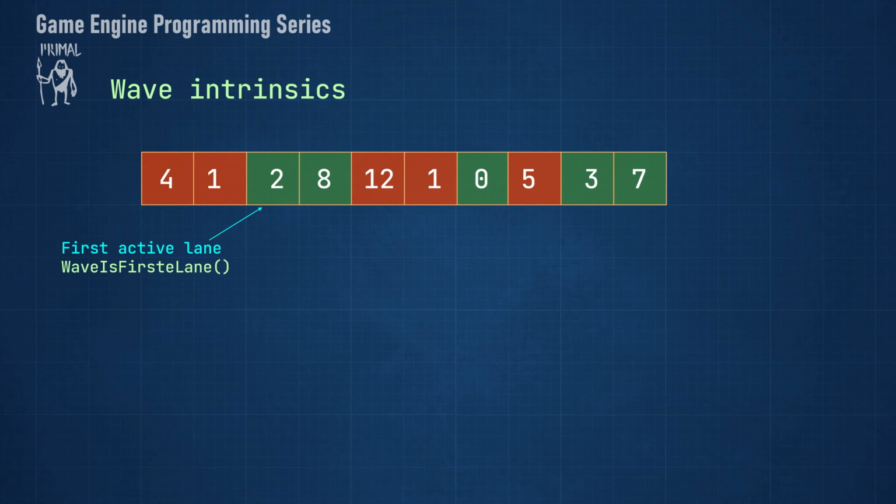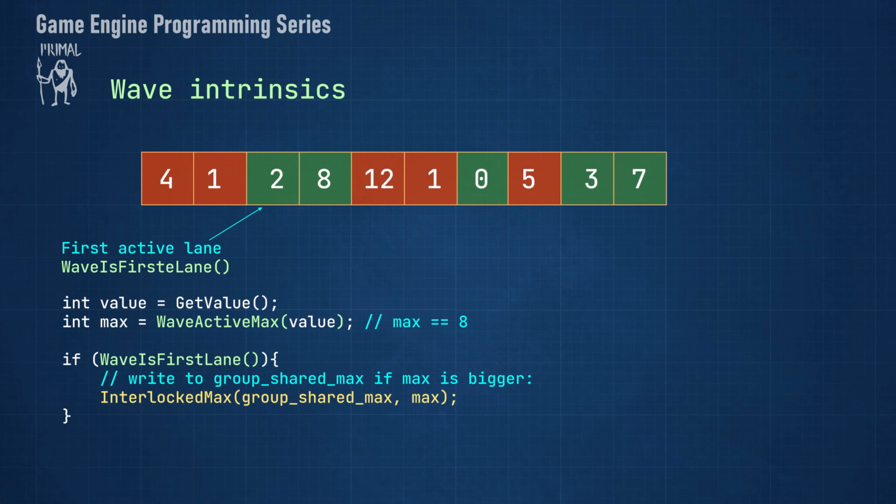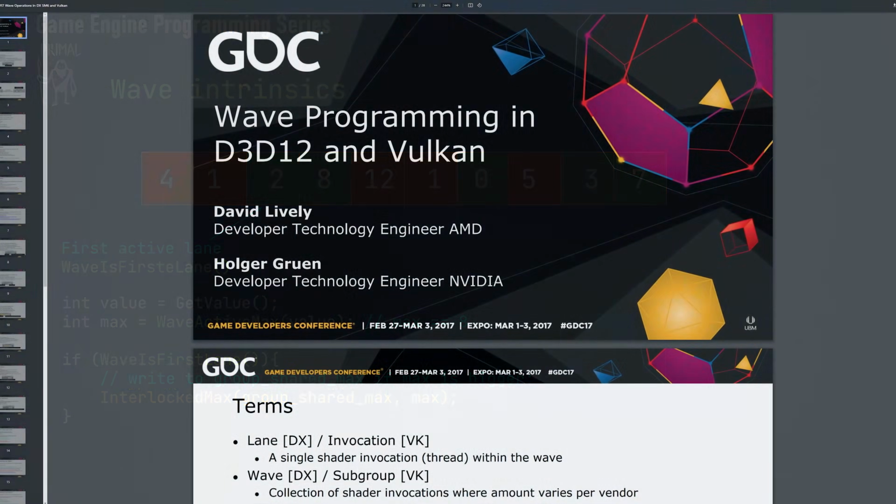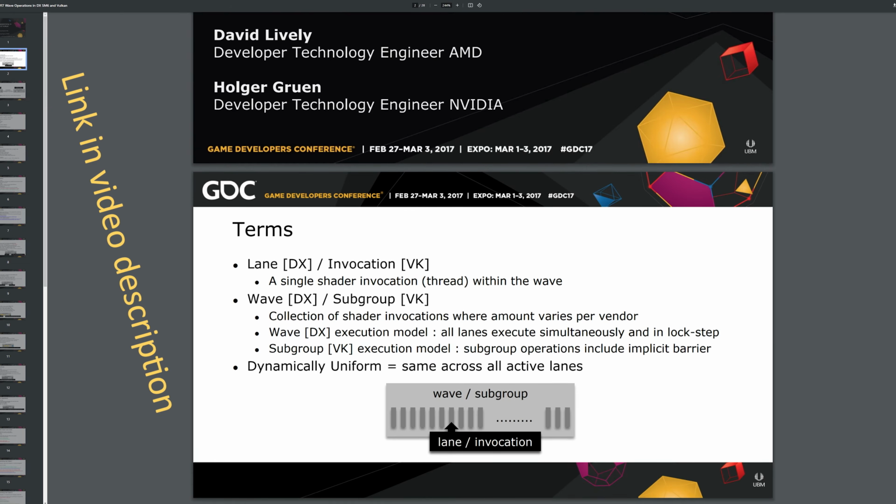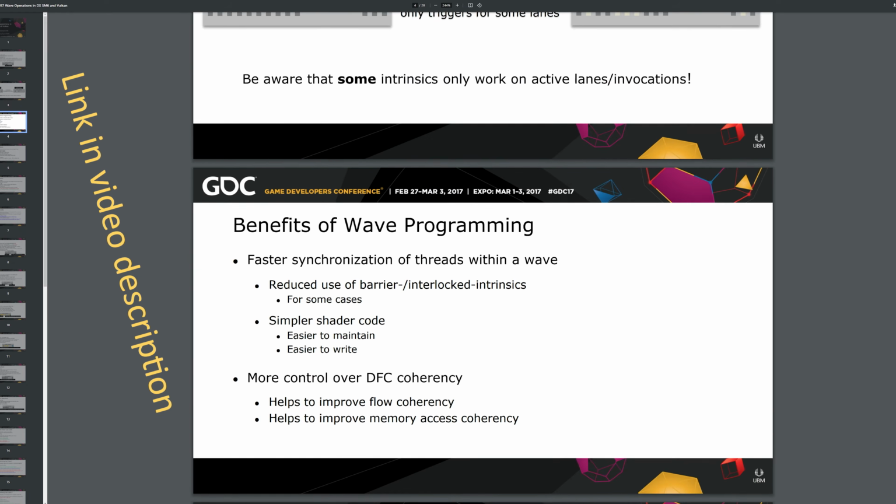For example, if we wanted to get the maximum value in all active lanes and write it to a group shared variable, we could do it like this. This reduces the number of interlocked function calls by a factor of 32 or 64. In this presentation, you can read about different use cases for wave intrinsics.